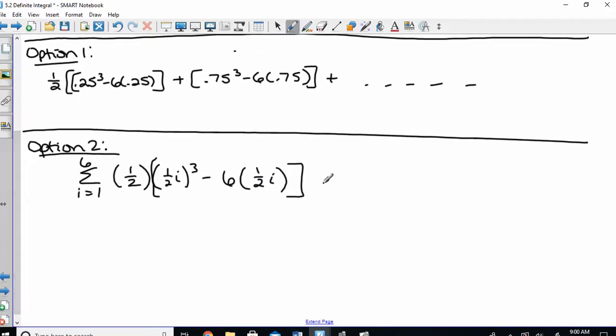So in this case, we could use our formulas to add this up. 1/2 cubed is 1/8 times 1/2 would be 1/16 I cubed. 6 times 1/2 is 3 times that half would be 3/2 I. So I have 1/16. What is the formula for I cubed?